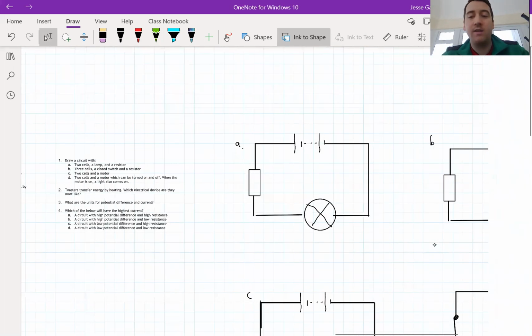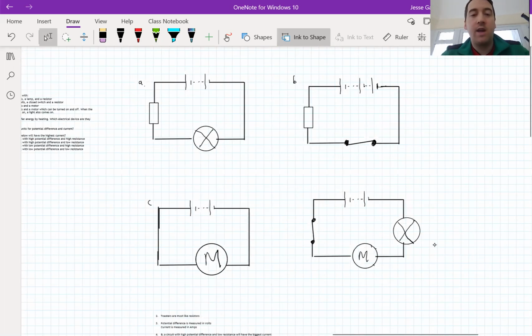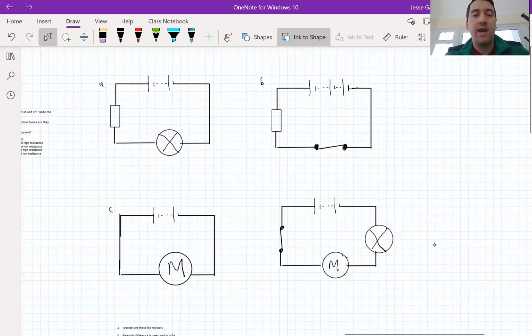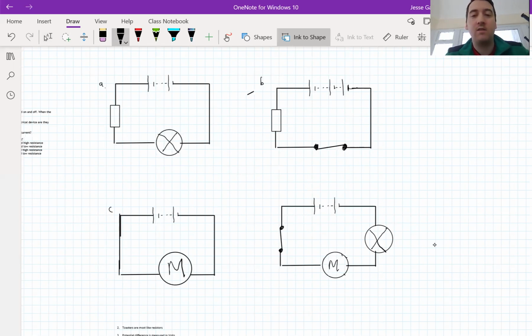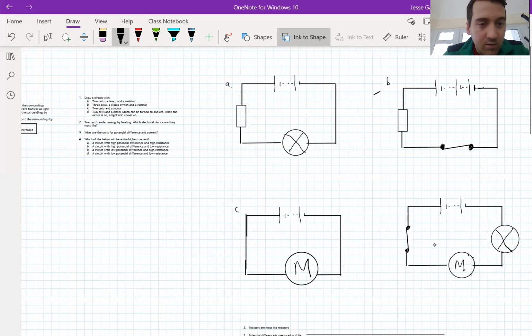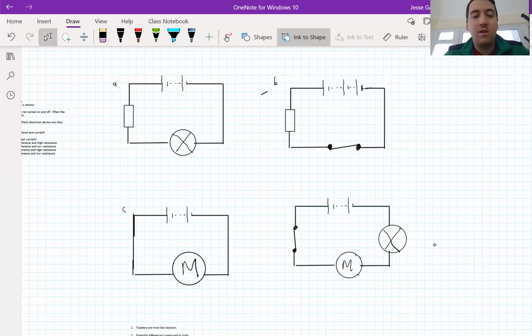Here is A, B, C, and D. As you can see, A is a device with 2 batteries, or 2 cells, a resistor, and a lamp. That's what we were asked for. B has 3 cells, a resistor, and a closed switch. That's what we were asked for. C, we have 2 cells and a motor. Is that all we were asked? 2 cells and a motor, yeah. And D is here. We have 2 cells, a closed switch, a motor and a lamp.